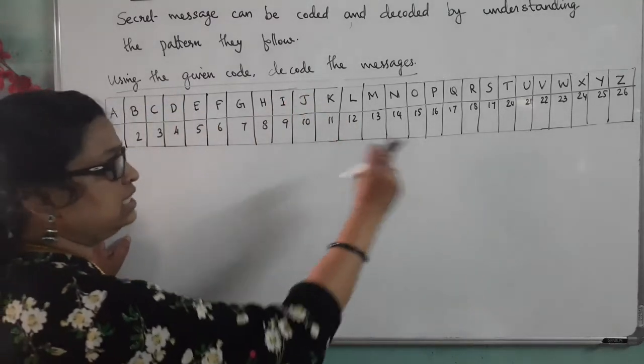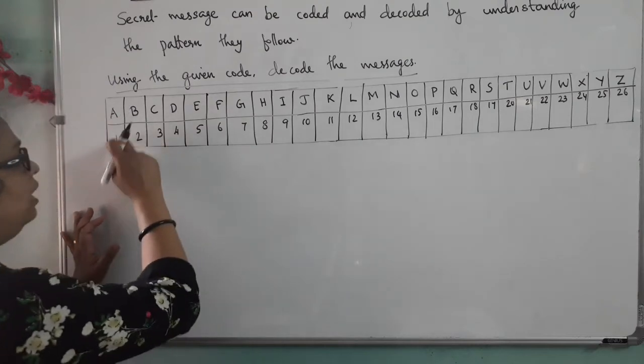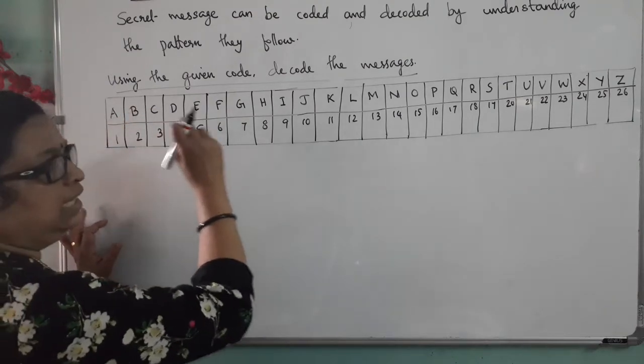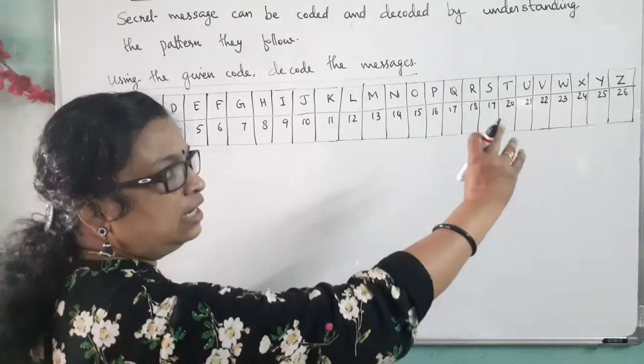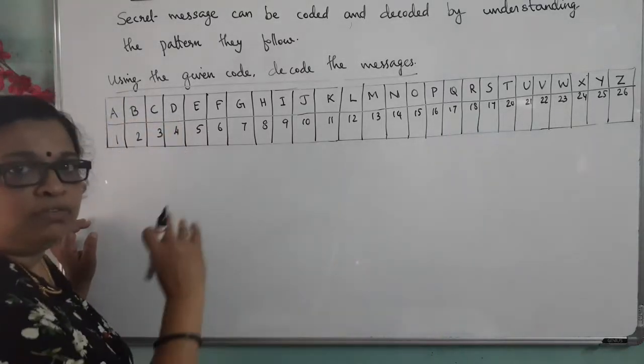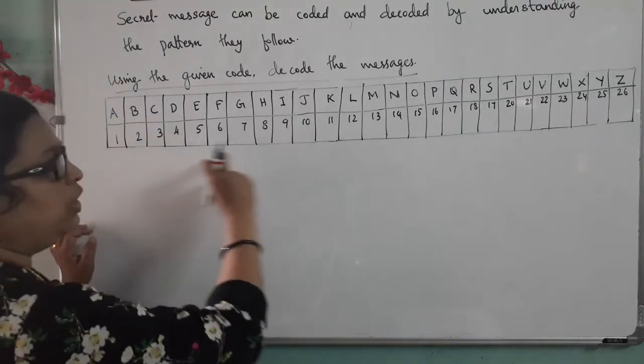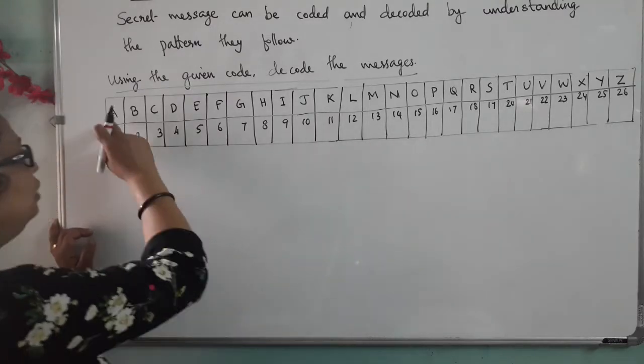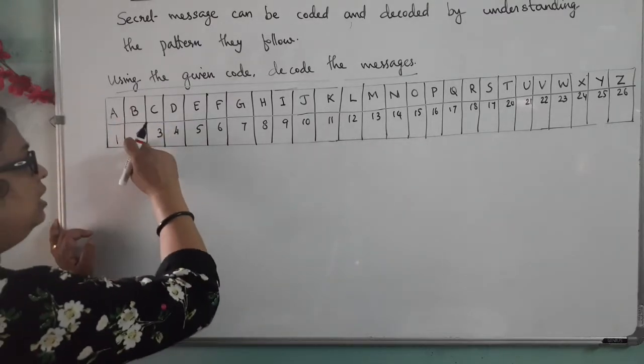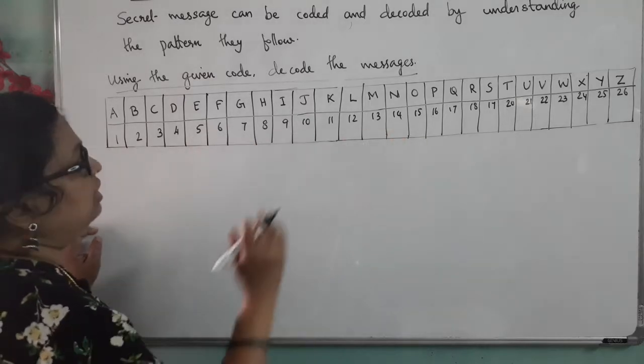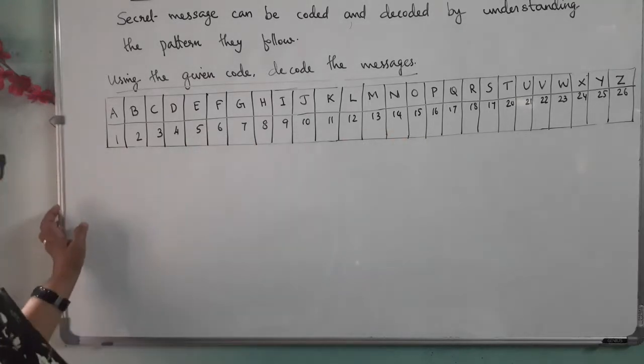The code is given. That is A is 1, B is 2, C is 3. That way the code is 26. We know that there are 26 alphabets, so 1, 2, 3, etc. up to 26. So A for 1, B for 2, C for 3, that way. So we can decode the messages.